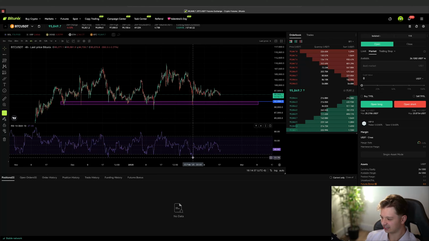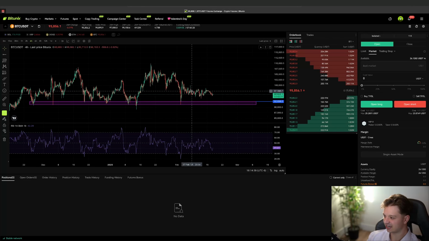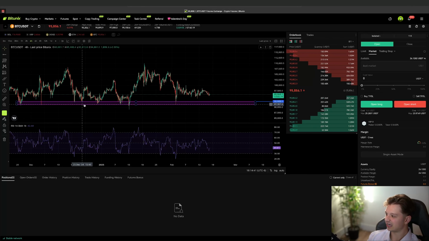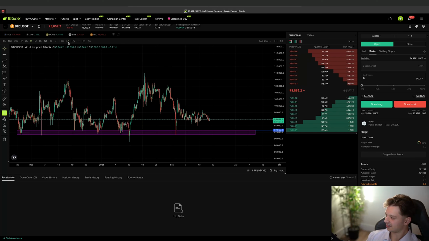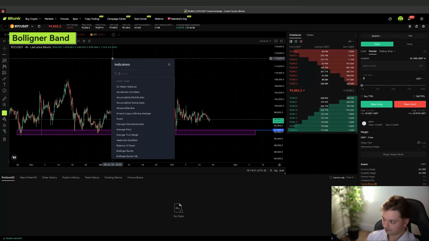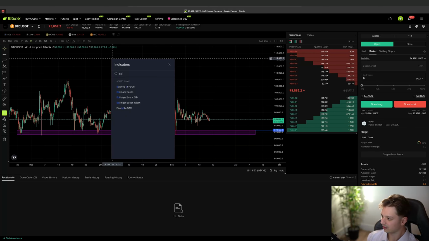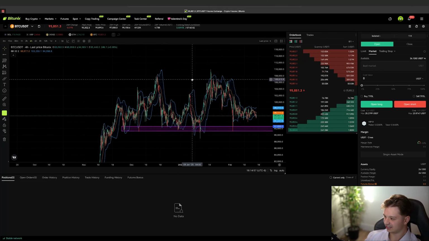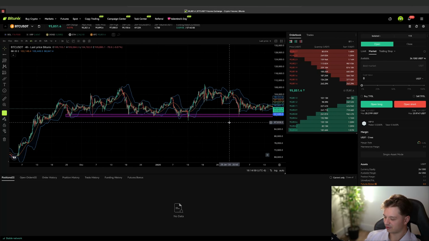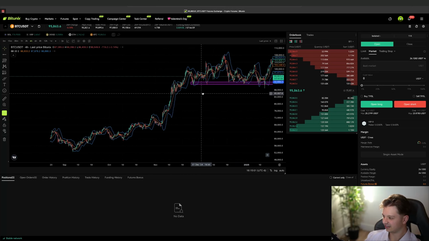So if you had this indicator going, you would have been able to predict that pretty well. And if you had your support box drawn, it went right into support and then bounced up. Another indicator I like is the Bollinger Bands. So right there, this measures the momentum and volatility of price.